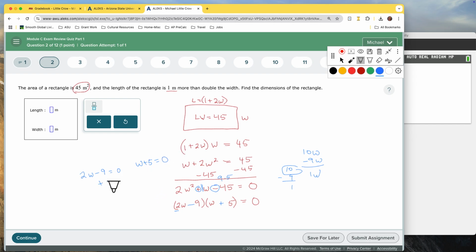Solving for w, we get plus 9 here, and then divide by 2. 9 halves. That's one of our answers. This one is a little bit faster. W equals negative 5. So those are the two answers, and let's see which one's the width, which one's the length.